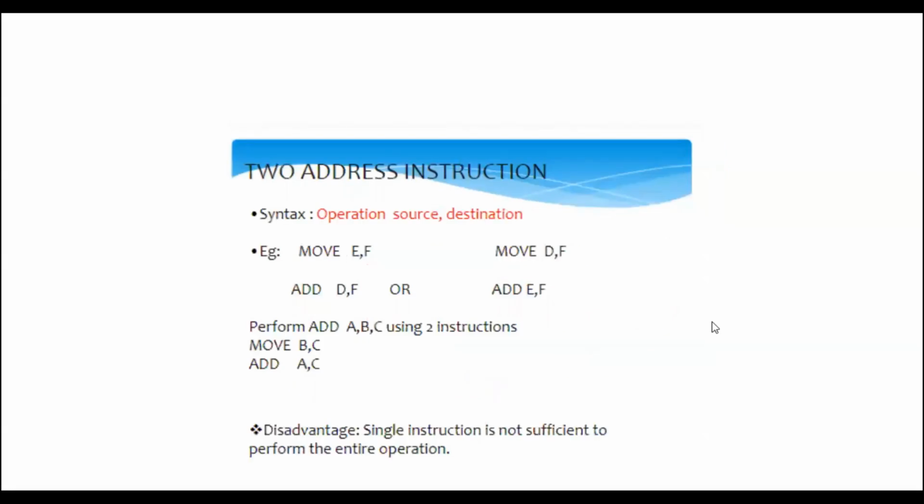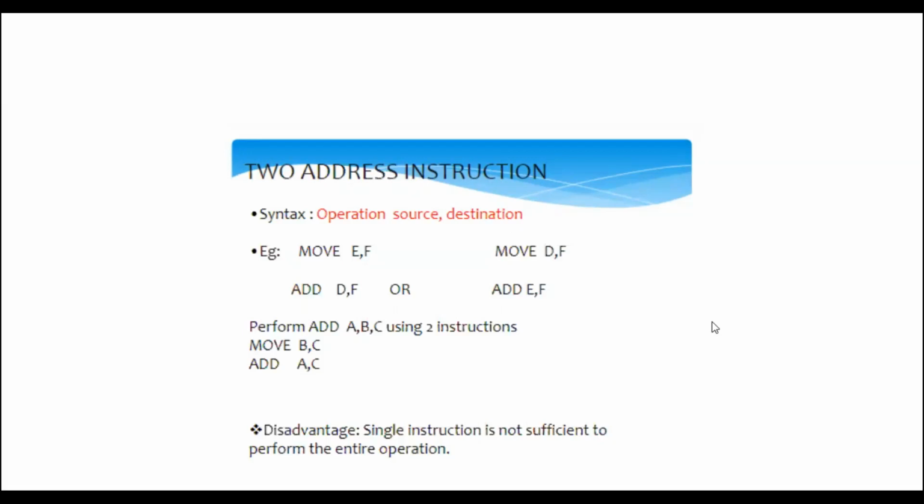Now we have the two-address instructions. The syntax is the operation, source, and its destination. For example, MOV EF, or MOV DF, or ADD DF, or ADD EF. To perform add EBC using two instructions: MOV BC, or ADD AC.